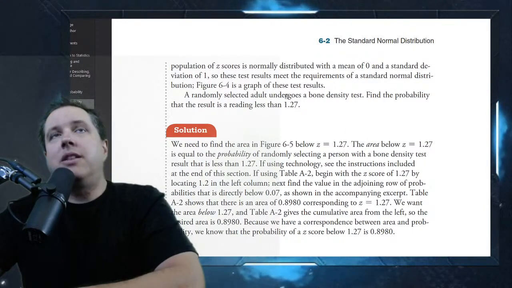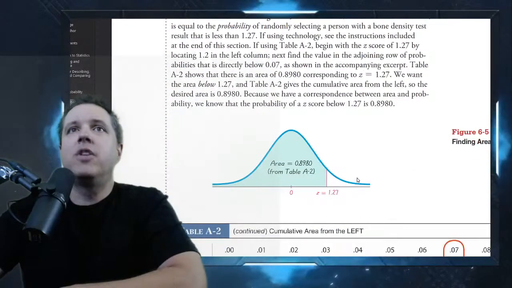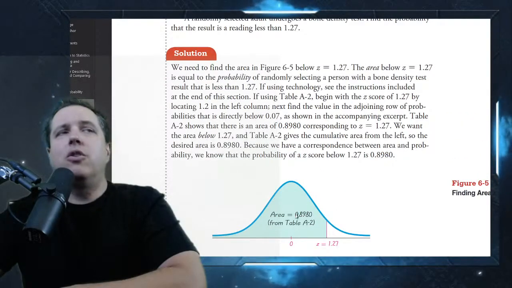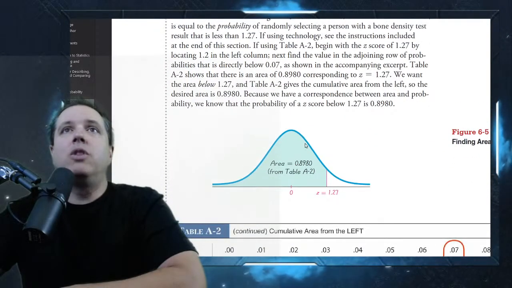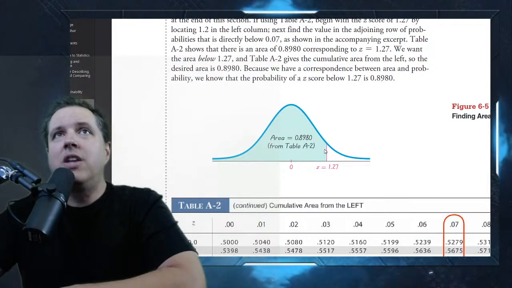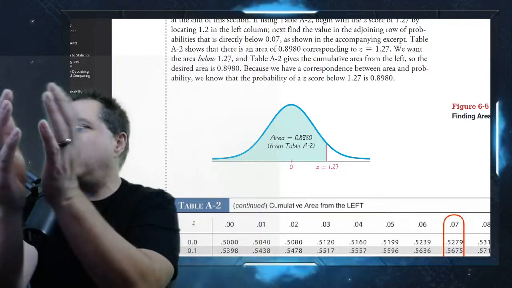So a randomly selected adult undergoes a bone density test. Find the probability that the result is a reading less than 1.27. Well, what you would do is put this in StatCrunch. You're going to get a picture like this. So less than 1.27 means you go to the z-score of 1.27. The area under the curve would be everything to the left. Now, this is weird for people because you're like, wait, this goes on forever to the left, and the area is still only 0.8980. That's weird for people.